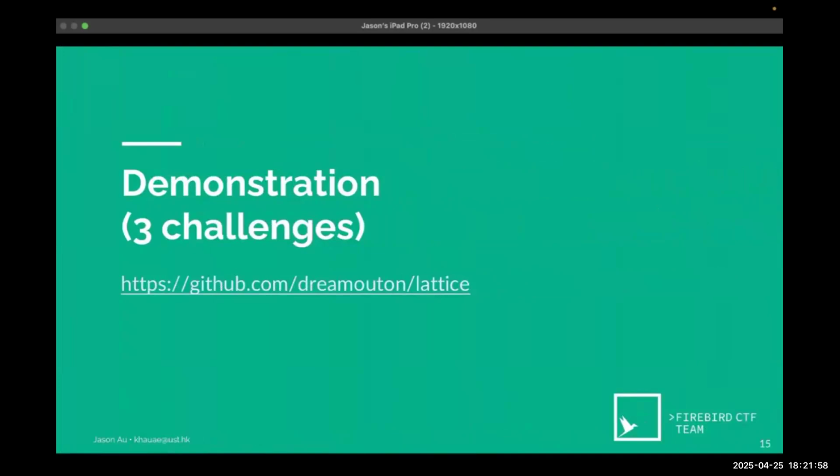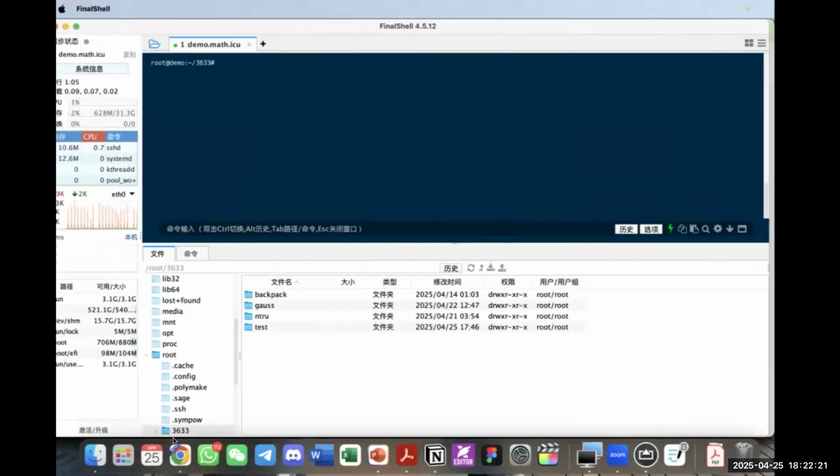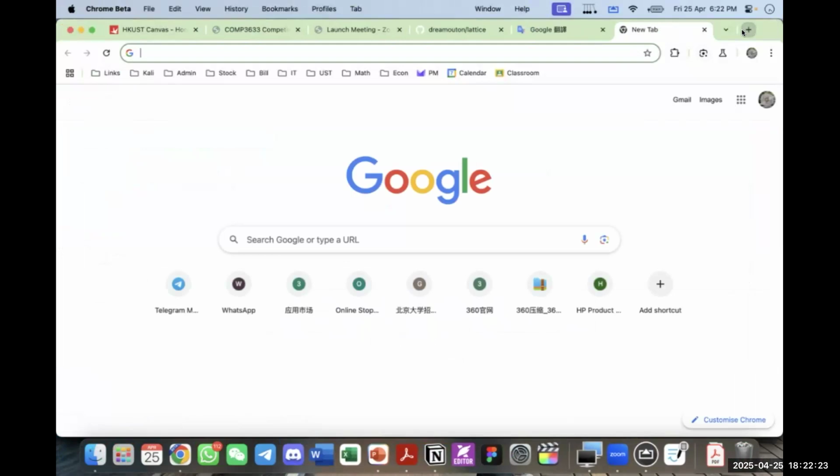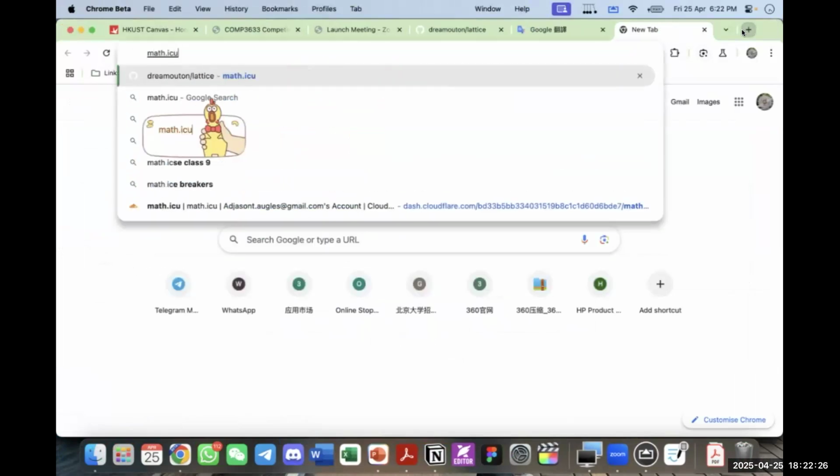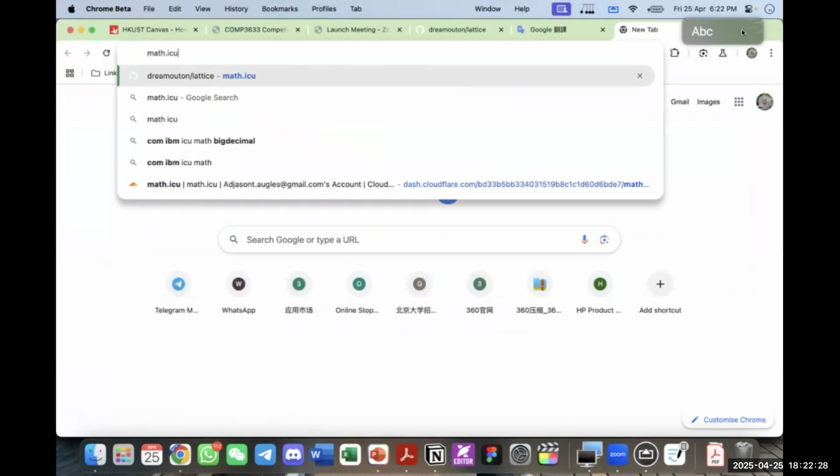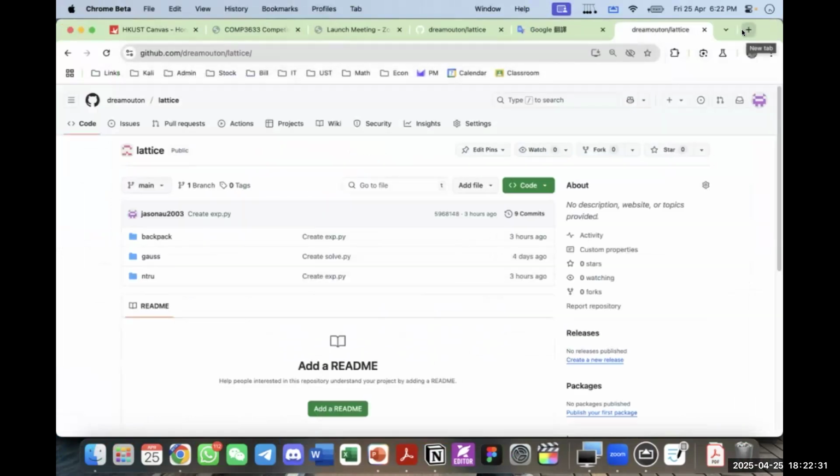Okay, so maybe we can start from some demonstration. But I will introduce some math concepts behind the demonstration. So you can go to this GitHub repository, or if you are lazy, you can just type in a simpler link, which is math.icu. It will redirect you automatically to this page. So this is the challenge that we are going to discuss today.